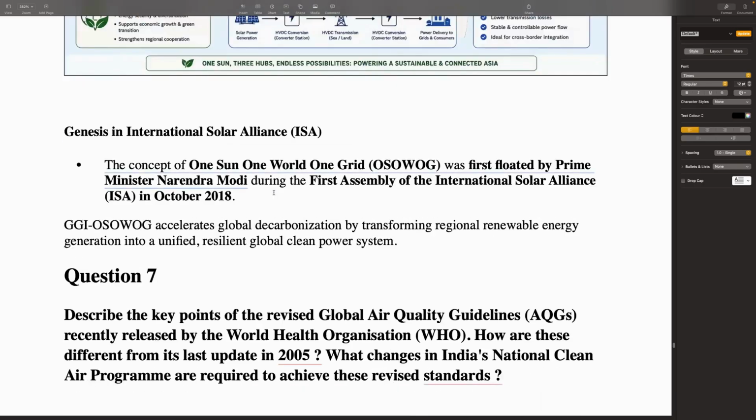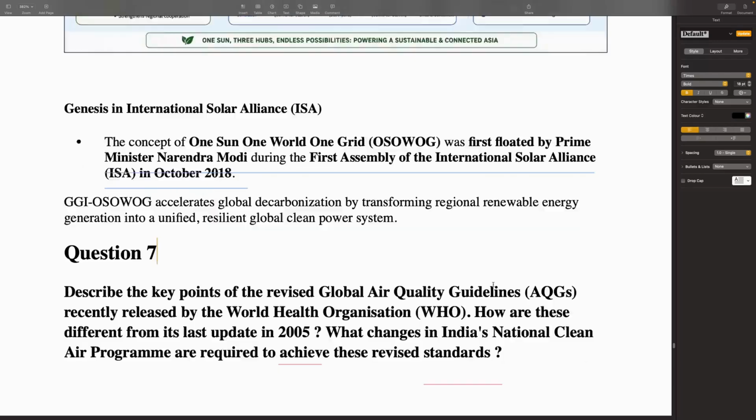Genesis in International Solar Alliance. The concept of One Sun, One World, One Grid was first floated by Prime Minister Narendra Modi during the first assembly of the International Solar Alliance in October 2018. GGI OSOWOG accelerates global decarbonization by transforming regional renewable energy generation into a unified, resilient global clean power system.